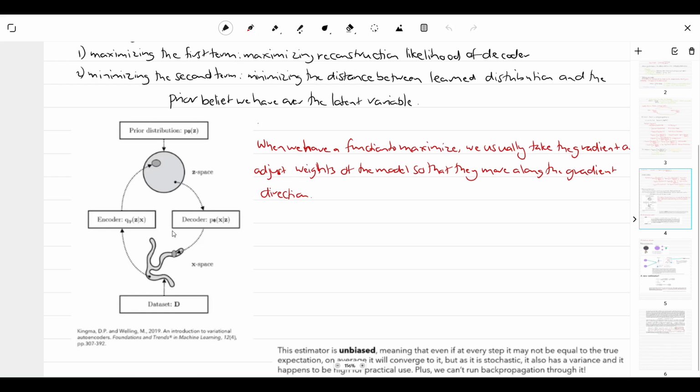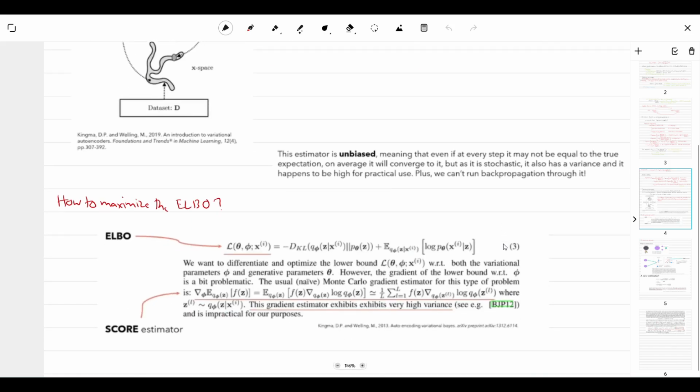And this is the core idea. The VAE, or the variational autoencoder, is a beautiful trade-off. It must achieve good reconstruction like a standard autoencoder, and it must also maintain a well-behaved, regularized latent space. So how do we maximize this ELBO, or the evidence lower bound? When we have a function to maximize, we usually use gradient ascent. We take the gradient with respect to the model's weights and adjust them to move along the direction of the steepest increase. However, maximizing the ELBO presents a serious technical challenge.